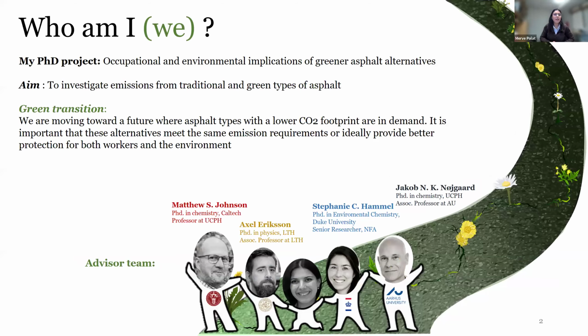So my PhD project is titled "Occupational Environmental Implications of Greener Asphalt Alternatives," and as the name states, it investigates emissions from different types of asphalt. The reason is that as we move toward a world where we want to reduce our carbon footprint, we also have to know what kind of new material we introduce, like new types of fumes we release to the environment when we change the materials we use.